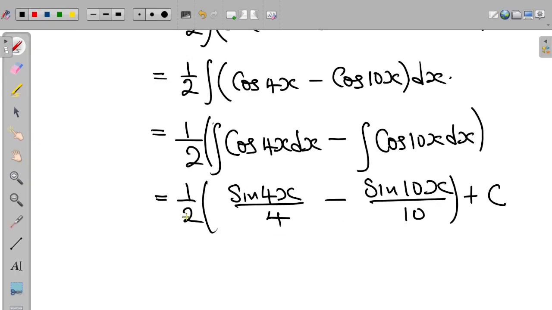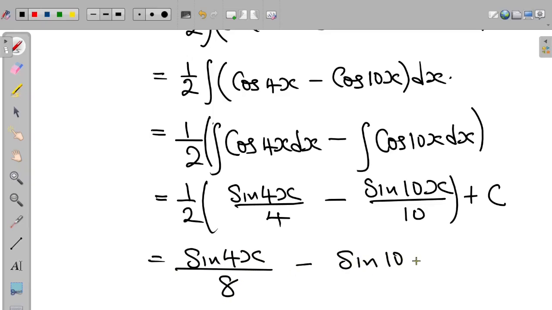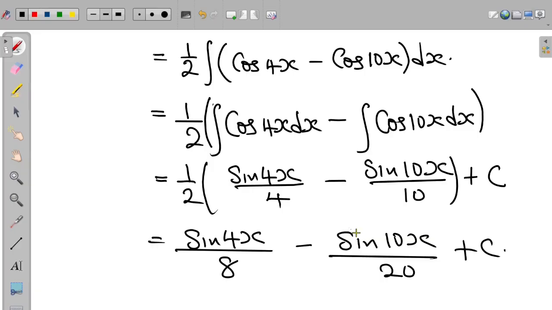So at this point, we can multiply this expression inside the bracket by 1 over 2. So we have that this is sine 4x divided by 8 minus sine 10x divided by 20 plus c. So at this point, we have been able to integrate the function.